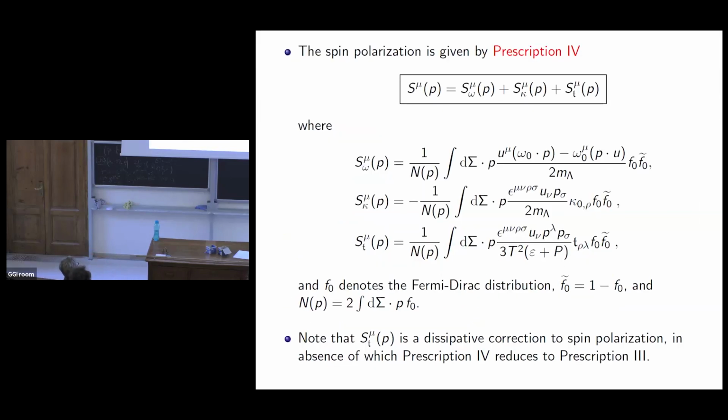So this omega is just the vorticity part, right? No, these two should be thermal vorticity, these two together. One is magnetic, yes. So they essentially will be the same formula as the thermal vorticity in the local equilibrium. Yeah, but then this implicitly includes all the temperature gradients.